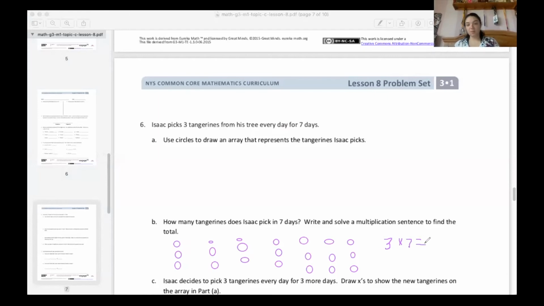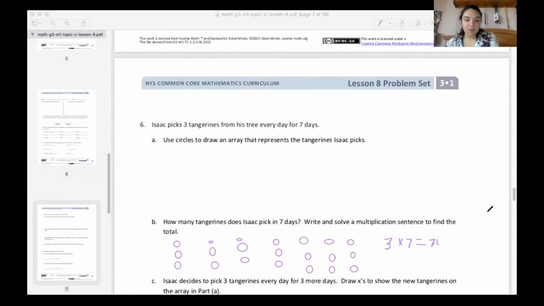So I'm going to skip count. You could also just count the number of circles, but we want you guys to practice skip counting. So 3, 6, 9, 12, 15, 18, 21. There are 21 tangerines there. You can double check by counting them all, but there should be 21 there.